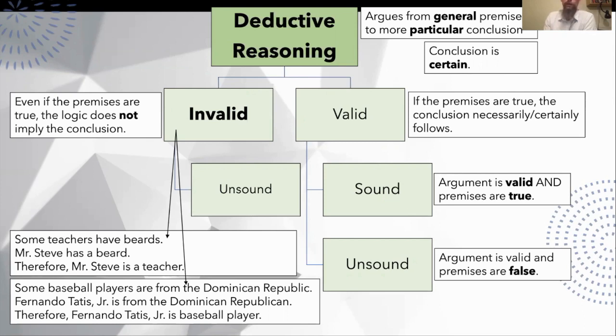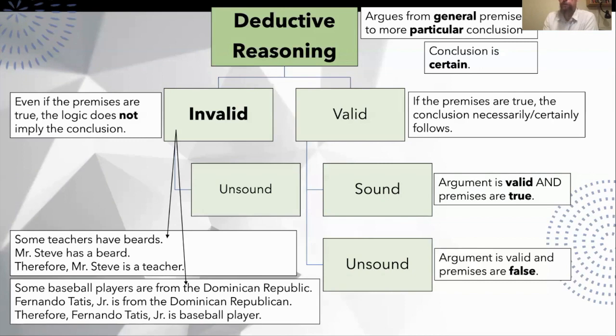And let's look at one more invalid argument. Some baseball players are from the Dominican Republic. Fernando Tatis Jr. is from the Dominican Republic. Therefore, Fernando Tatis Jr. is a baseball player. Now, if you look at these arguments, they're the same kind of argument, again, just with different statements. And once again, they're all true.